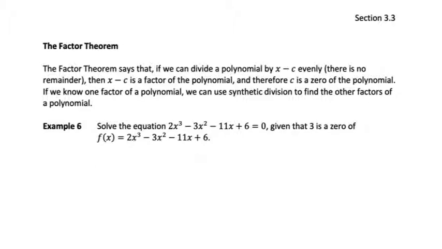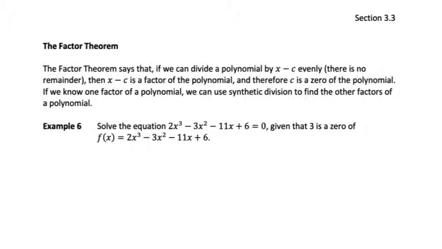So if x minus c is a factor of the polynomial, we can set that equal to 0, and we would get c for the value of the 0 or the solution or the x-intercept of the polynomial. And if we know one factor of the polynomial, we can use synthetic division to find the other factors. So synthetic division helps us to factor it if we already know one of the factors.